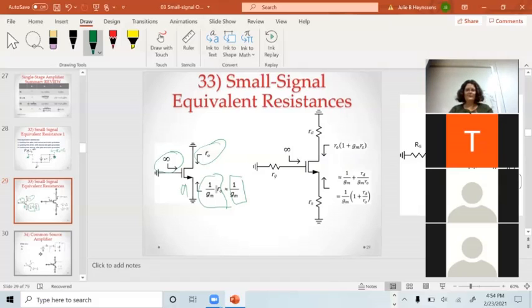That's going to take some convincing. It's in here later when we get to one of the other amplifiers.